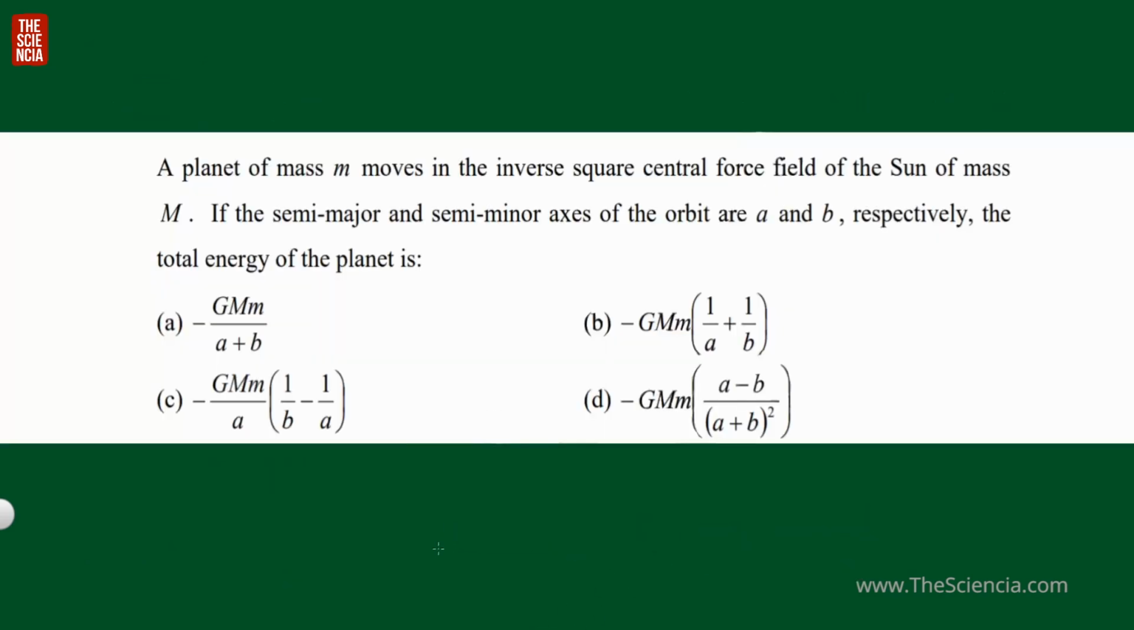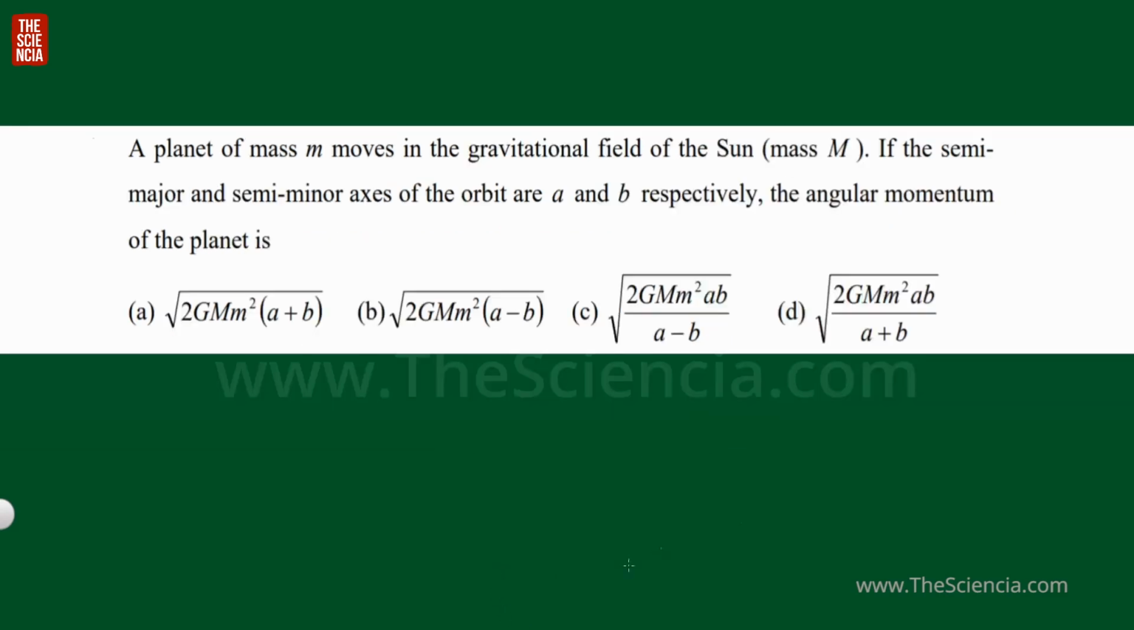This one is a previous NET question, and we discussed the total energy of the planet is minus GMm by a plus b. See, this one is another NET question, and the question is the angular momentum of the planet. We already discussed this one also, right? That is option D.